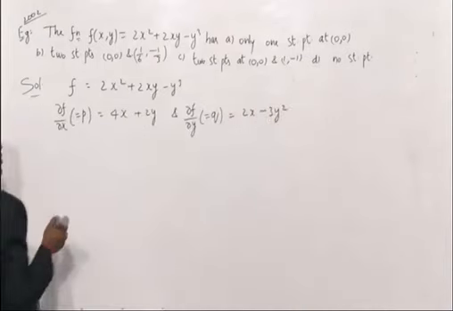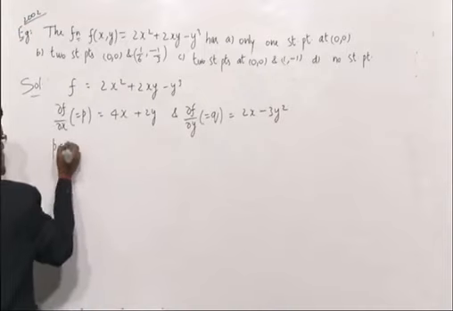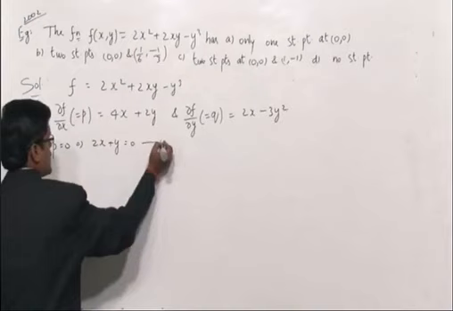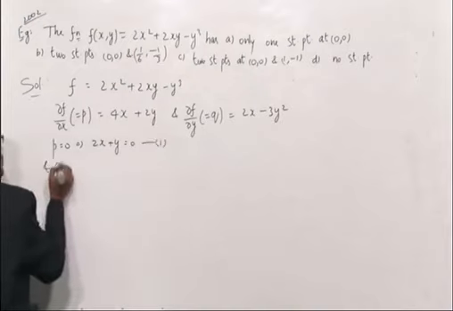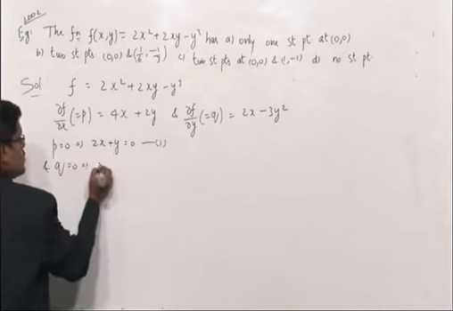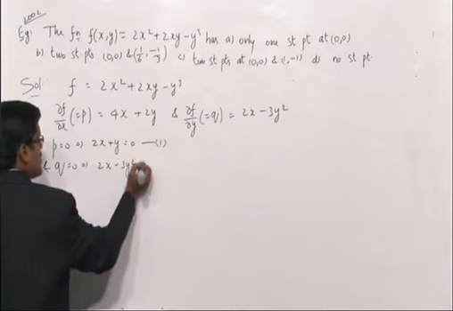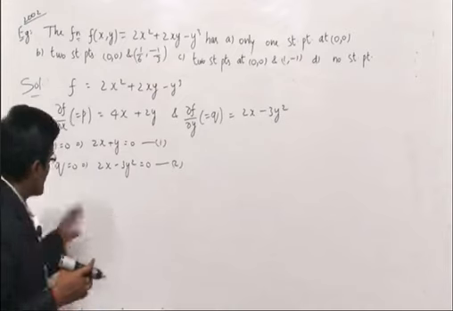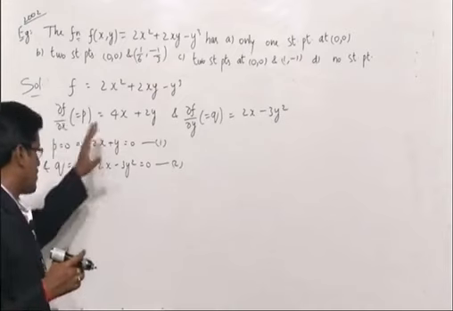Okay, now equate to 0. P is equal to 0 implies, taking common 2, 2x plus y is equal to 0, let us say equation 1. And q is equal to 0, which implies 2x minus 3y square equal to 0, nothing to simplify in this equation 2. So you have to get x and y values after solving.